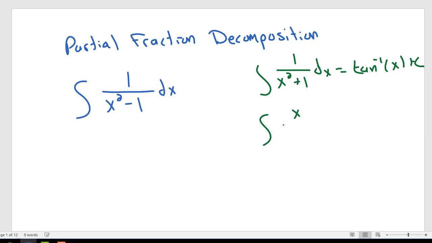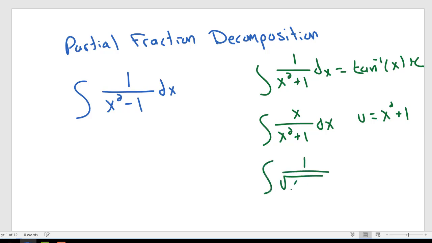If I had something like x over x squared plus 1, then this would be a u substitution problem. I would let u equal x squared plus 1, and I'd get 1 over u du, which is ln in that case. If I had the integral of 1 over the square root of x squared plus 1, this would be a trig substitution problem like we talked about in the last video, and I would set up my triangle, with the square root of x squared plus 1 on the hypotenuse, and x and 1 as the legs. So any of those three forms we have already discussed.